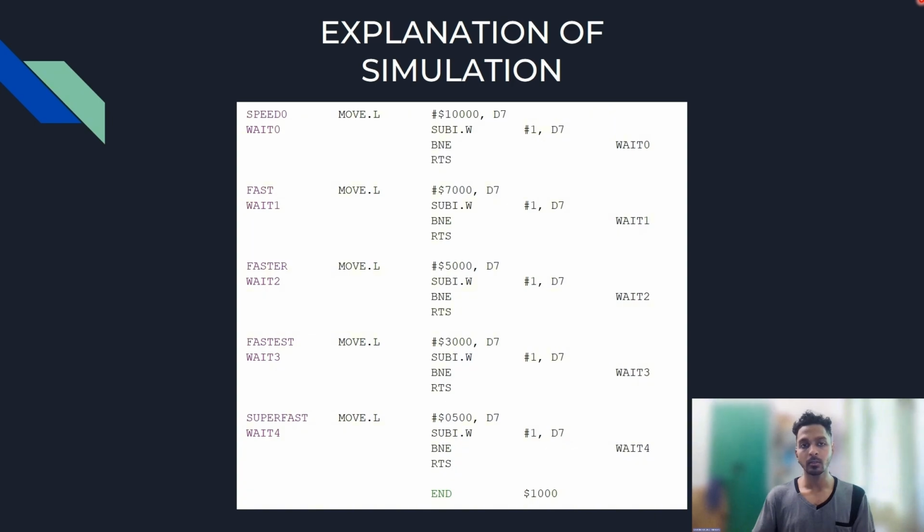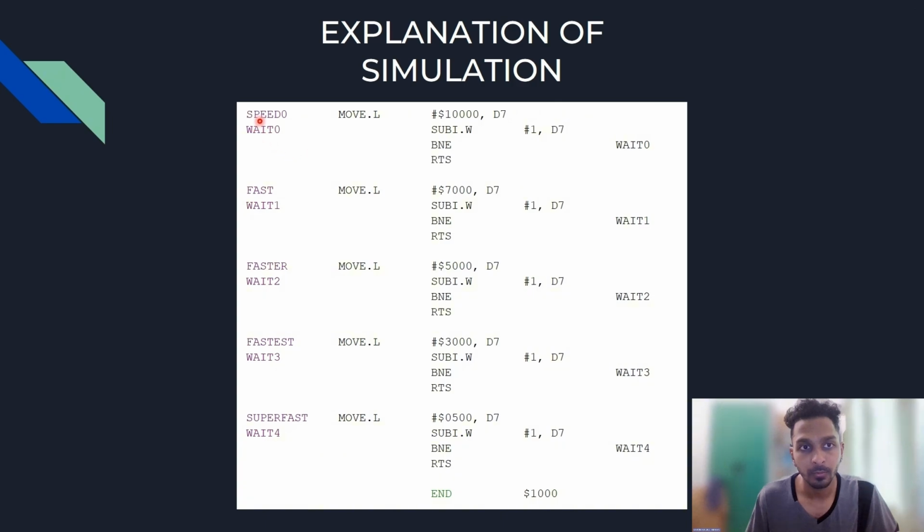Each subroutine essentially performs the same sequence of operations. By using these subroutines, we can simulate different fan speeds by introducing varying delays in our program. Each delay subroutine in our coding, such as speed 0, fast, faster, fastest, and super fast, corresponds to a different fan speed from slowest to fastest. Now, let's take a closer look at the delay subroutines used in our assembly program.